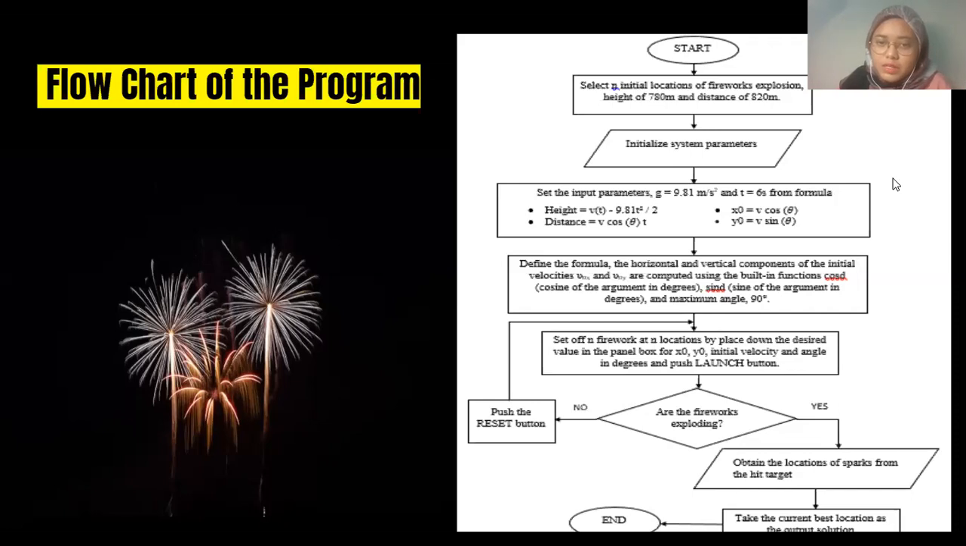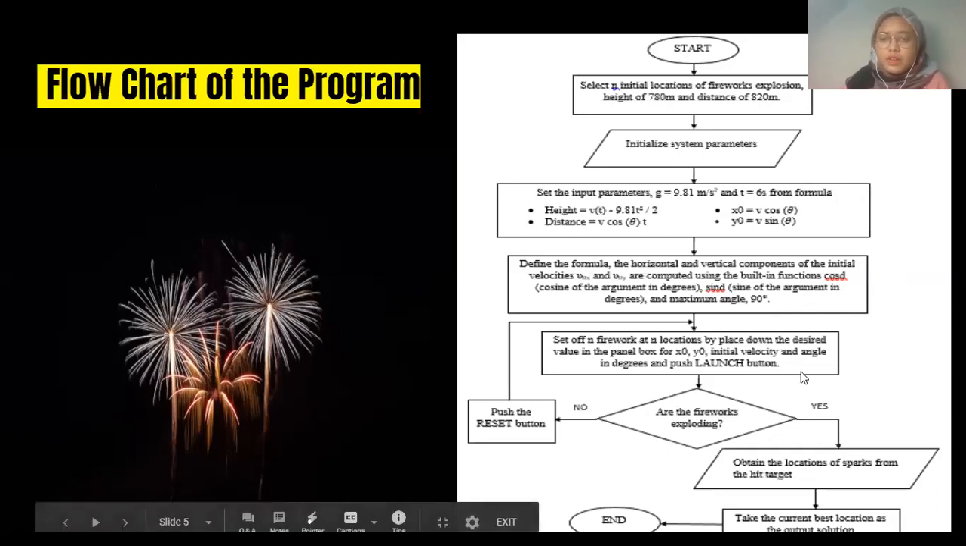The next one is to define the formula, the horizontal and vertical components of the initial velocities, which are computed using the built-in functions cosine of the argument in degrees and sine of the argument in degrees, with a maximum angle of 90 degrees. The next step is to set n fireworks at n locations by placing the desired values in the panel box for x, y, initial velocity and angle in degrees, and push the launch button.